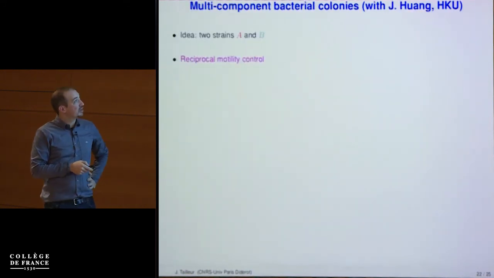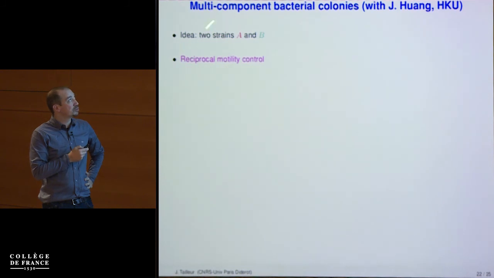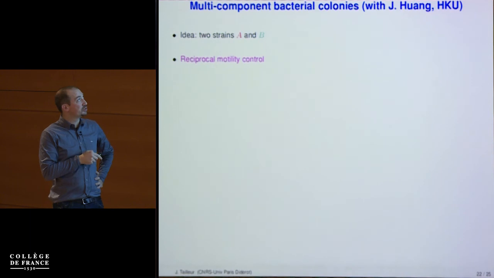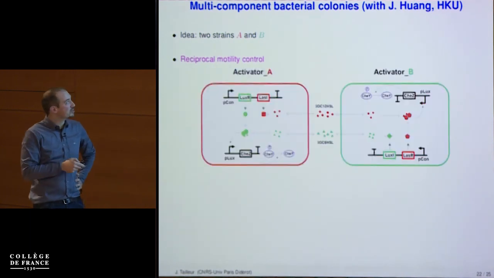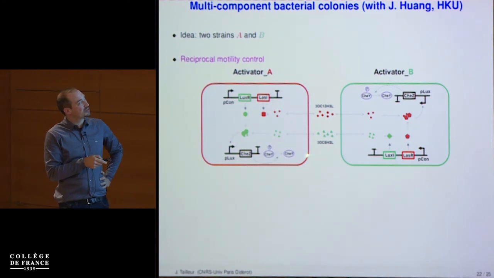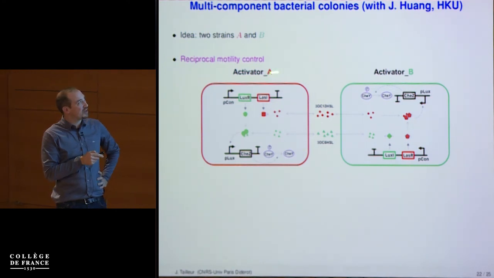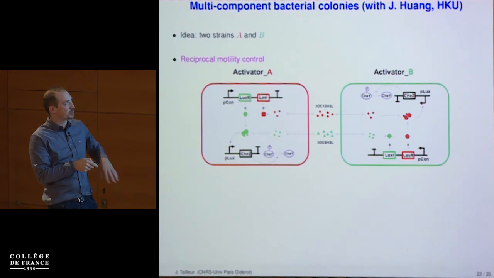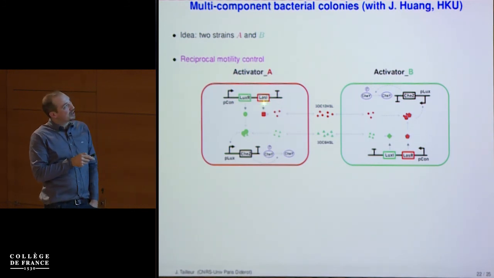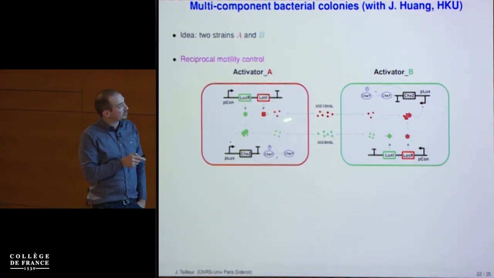So we asked Jen Dong Huang if he could take two strains, A and B, and implement a reciprocal motility control. And of course, he said yes. So how does he do that? Well, he played the same game twice. Now I have my red bacteria on the left, which I will call red because it will be expressing mCherry, so it will look red on the pictures. It's producing these molecules, which look red because I've drawn them in red, but of course they're not red.